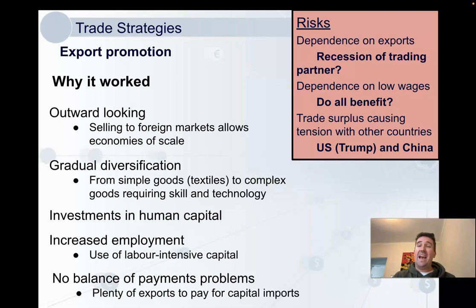A trade surplus can cause tension with other countries. So we've seen that with Donald Trump. He was quite upset that China had such a trade surplus with the US, that they exported more than they imported from the US, and that caused tension, and they had a trade war about it.